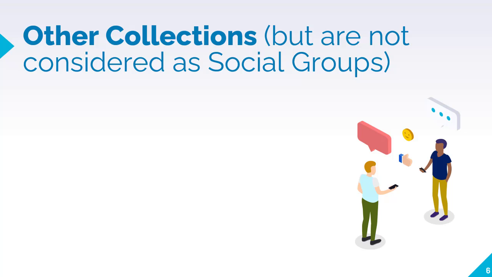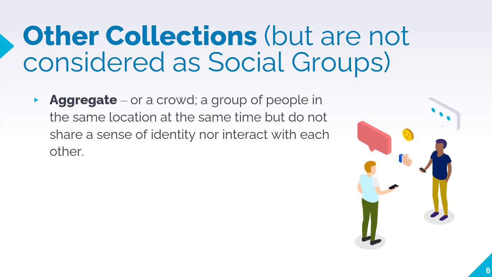For example, an aggregate. An aggregate is a group of people in the same location at the same time, but they do not share a sense of identity nor interact with one another. For example, in a mall, there are people having their own transactions or just window shopping. They are an aggregate or a crowd, but they don't necessarily interact with each other.